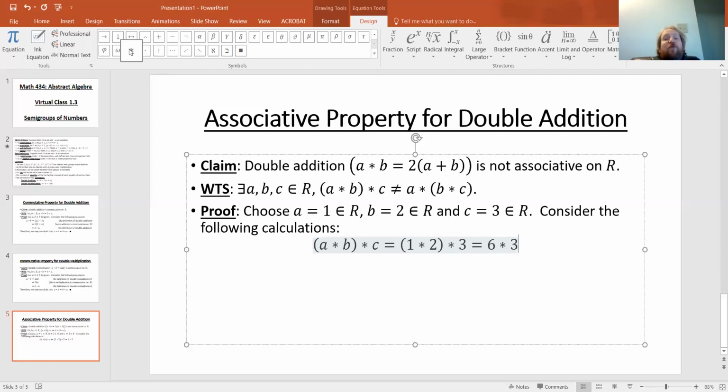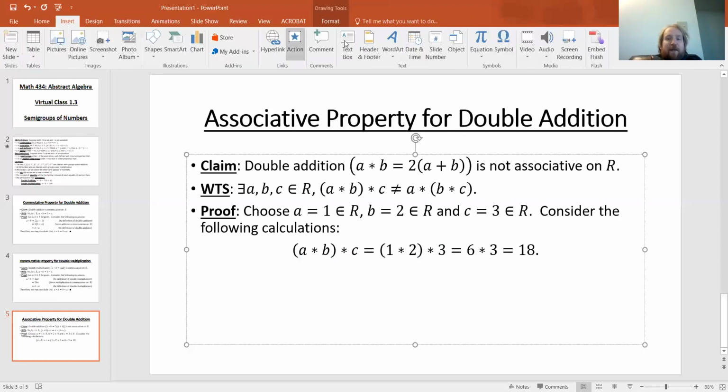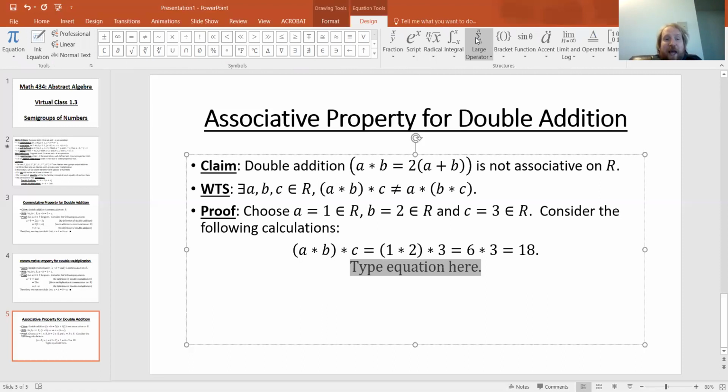Now, let's do 6 star 3. Remember, double addition means we add them and double it. So 6 plus 3 is 9, and if you double that, you get 18. On the other hand, if I do these the other way, A star the quantity B star C, this is going to be 1 star the quantity 2 star 3.